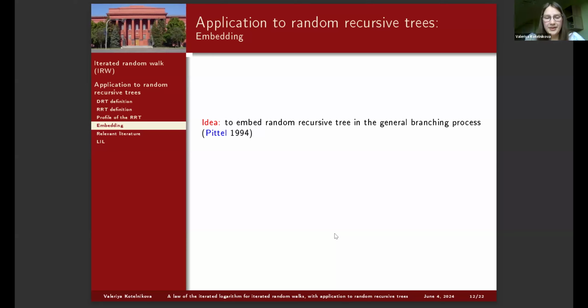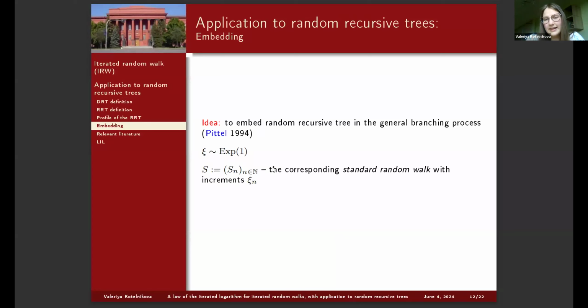So let's start doing it. We take in the general branching process step ξ, not arbitrary anymore, but exponential with unit mean. And then by S, as previously, we denote the corresponding standard random walk. We take the iterated random walk S_k and treat it now as the birth times of the vertices at level k of our random tree.